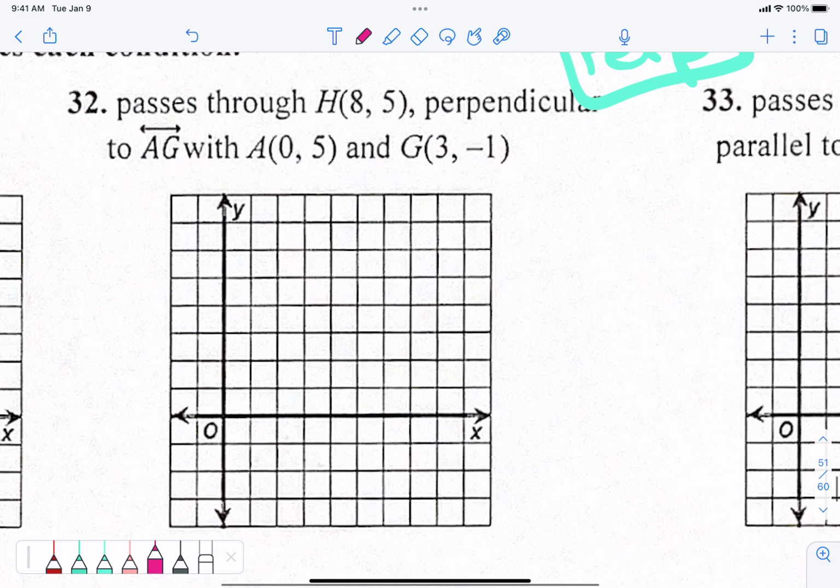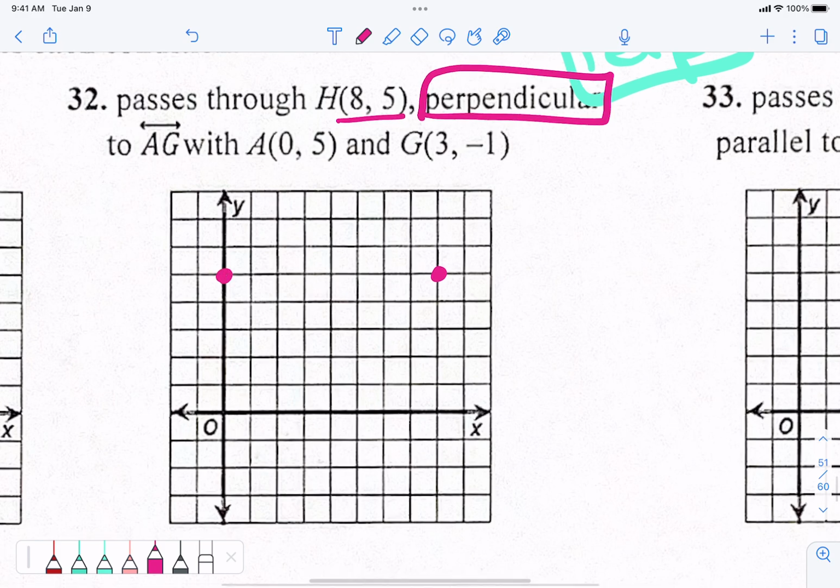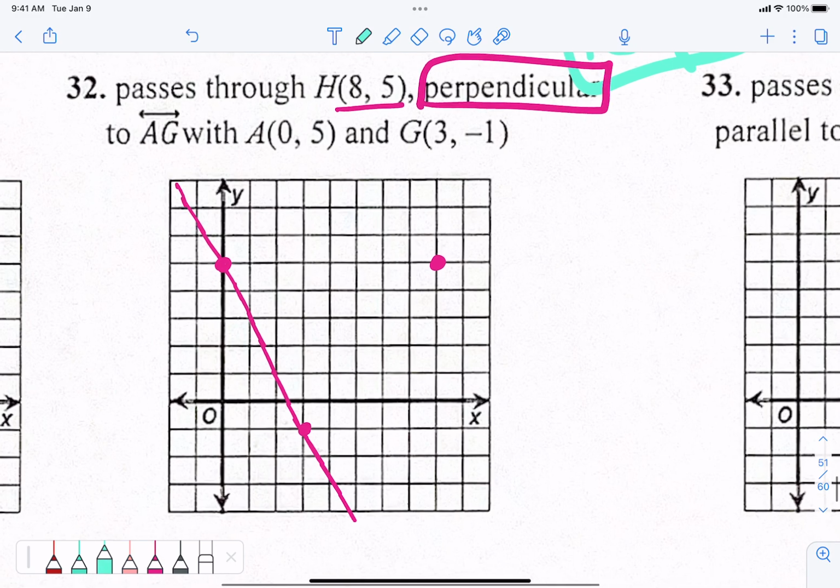Okay, perfect. It passes through 8, 5, something like that. And I want it to be perpendicular. I'm going to circle or box that word so I know perpendicular, not parallel, with 0, 5 and 3, negative 1. So I want it to be perpendicular to this line right here. And it's going to be something like this.